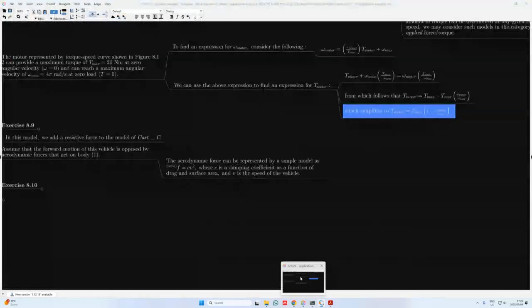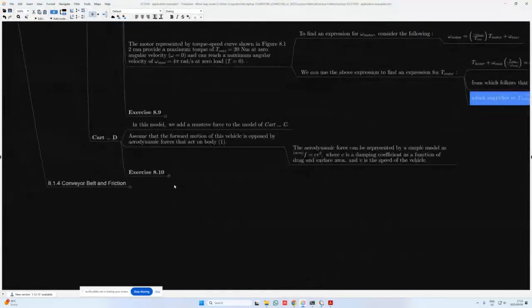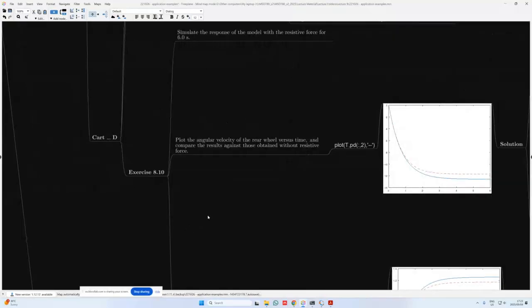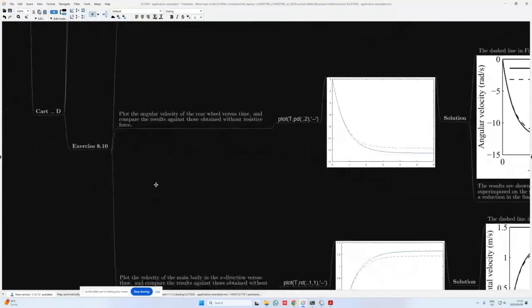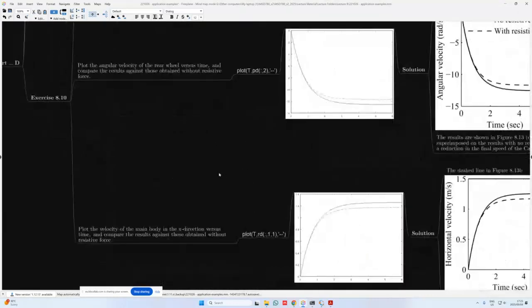and now they ask me to go and calculate the angular velocity of the rear wheel and compare these results with the results obtained without the resistive force. And then I also want to plot the velocity of the main body in the x direction versus time and compare this to the results from cart C, which had no resistive force acting on it.